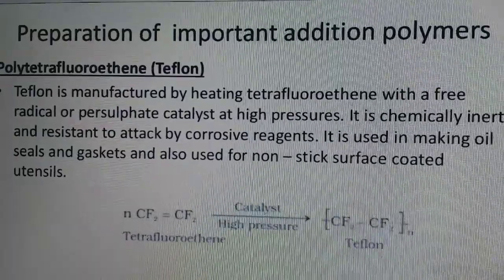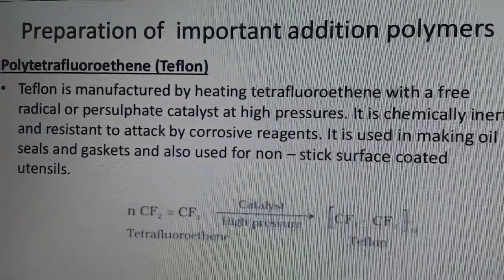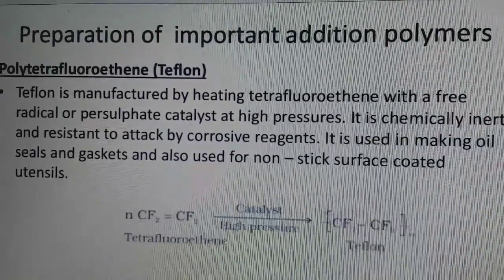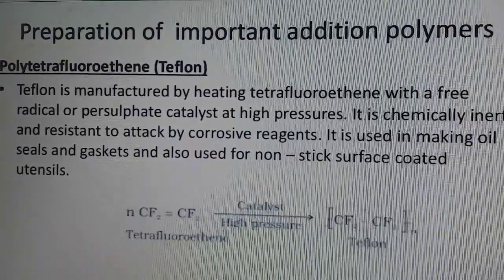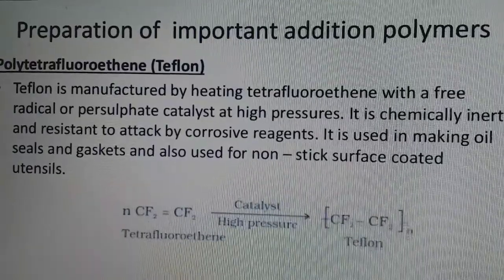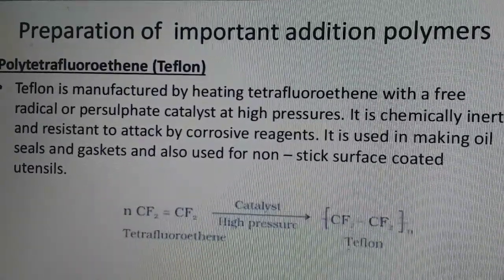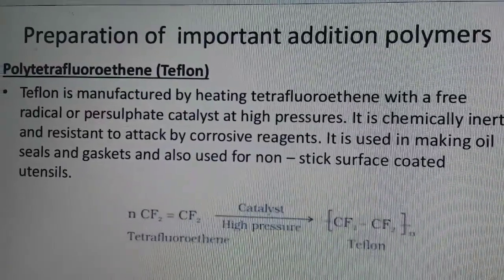Number one, based on the source of availability, they are classified into natural polymers, semi-synthetic polymers and synthetic polymers. Second, classification based on the mode of polymerization, they are classified into two types: addition polymerization, that is chain polymerization, and condensation polymerization, that is step growth polymerization.